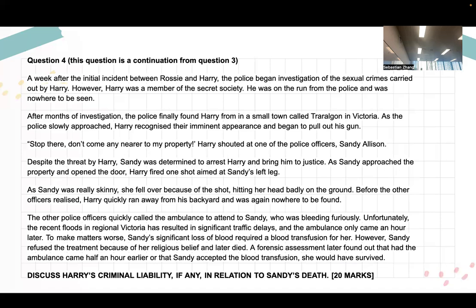Okay, so we talk about manslaughter. It requires the commission of a base offense as per Lamb and Campbell. So, what is the base offense over here? What did Harry do? He shot the gun at who? Sandy, okay. And what was the offense? That's the action, isn't it?